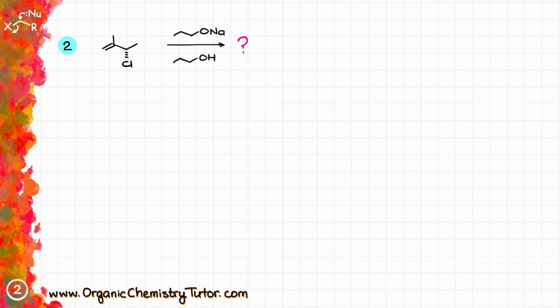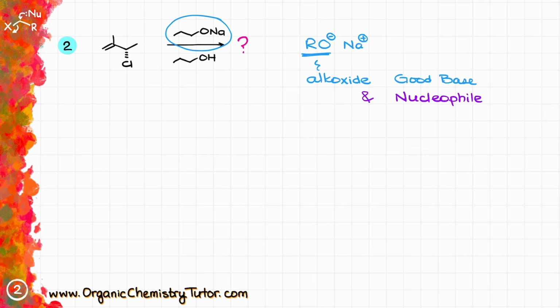Alright, moving to the next reaction, I have this in front of me. So step number one, I'm going to analyze my reagent, which is this piece over here. That resembles anything that we have with the formula RO- and some sort of an alkali metal, in this case sodium, as our counter ion. So that is an alkoxide. And alkoxide, as we know, is a good base, and on top of that, it is also a nucleophile, which means that we are going to put that into the category of a base and nucleophile type of reagent.